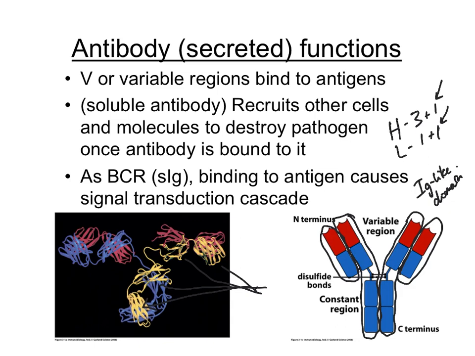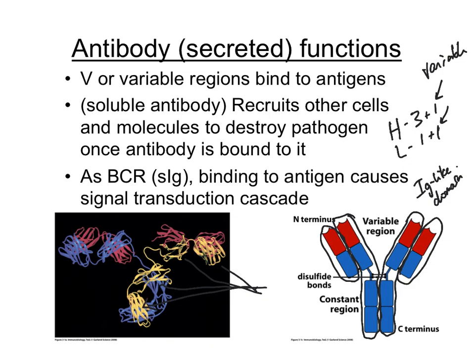An additional way that these red boxes are known, and because they bind to antigen, is they are called the variable regions of these molecules. So each heavy chain and each light chain has a variable region.